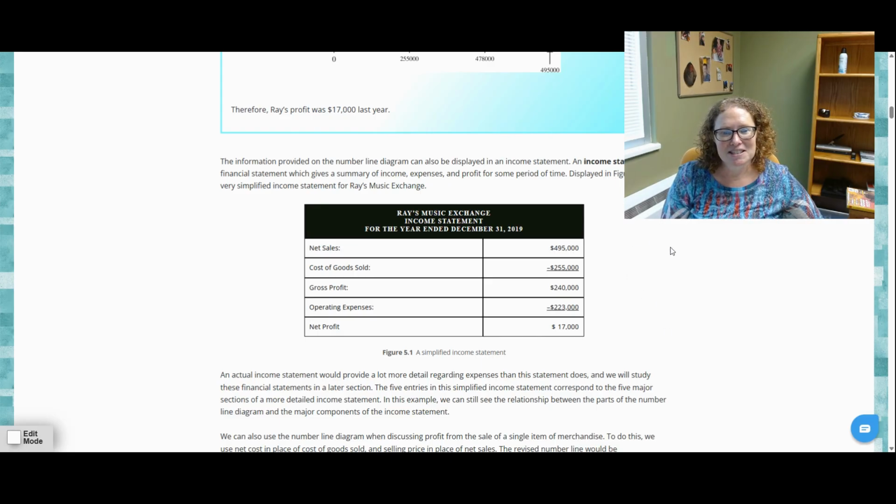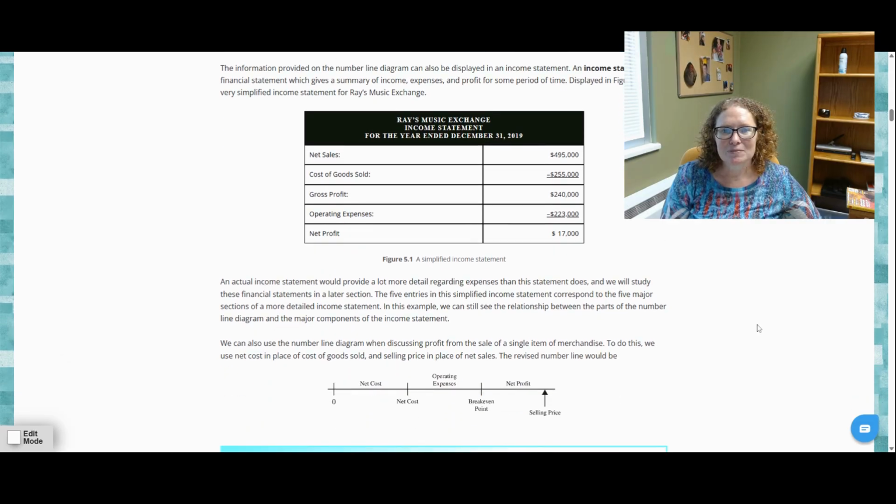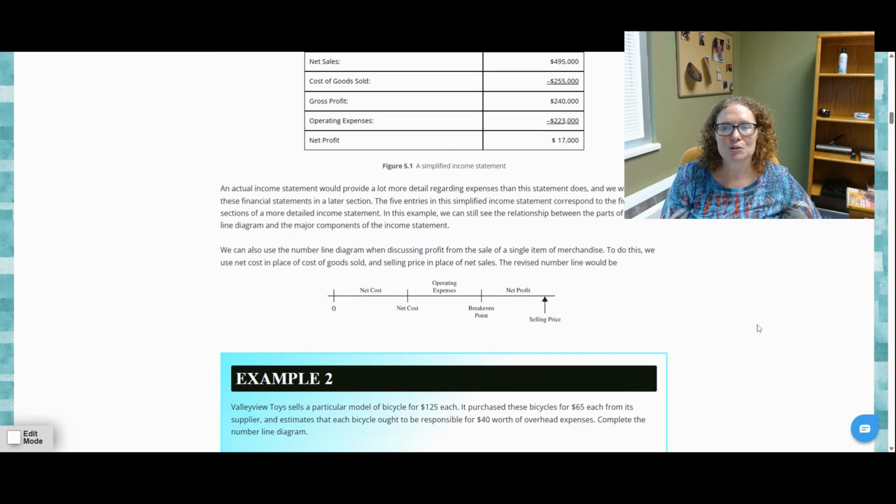And you can see that all of those items can go into that income statement to give you the document that you need for the income statement. It would have more detail, but this is just a simplified little example.